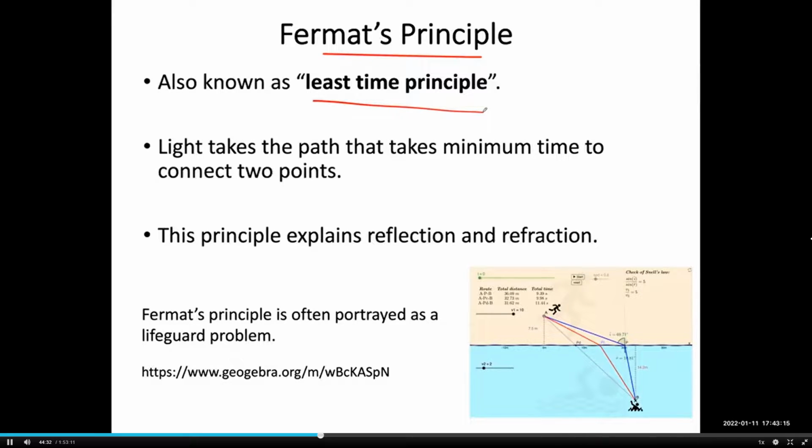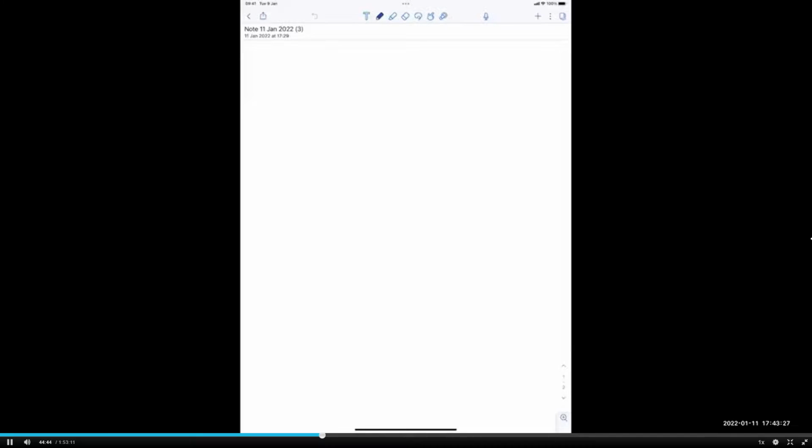So just 1 second. I'm going to switch to my notepad. So just 1 second. Okay, can you see my screen, notepad? All right, great. So let me draw some lines.